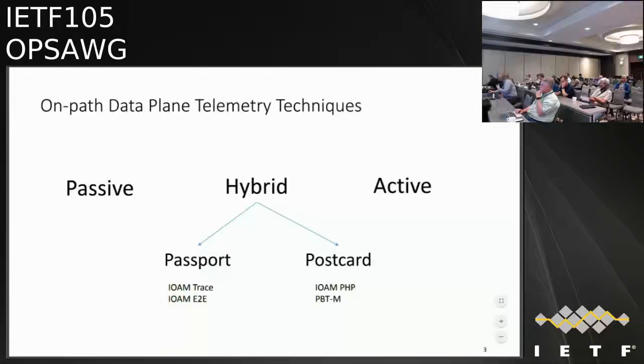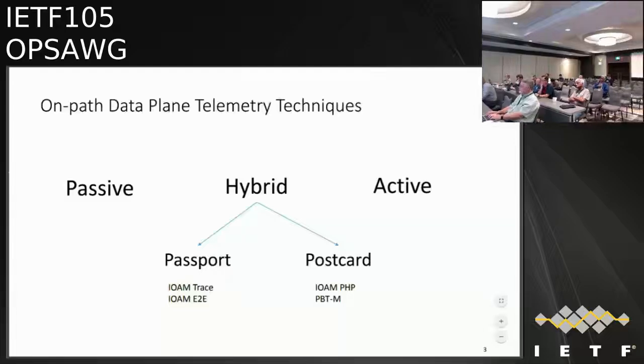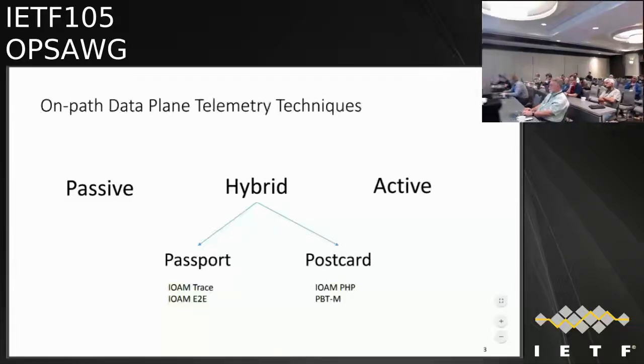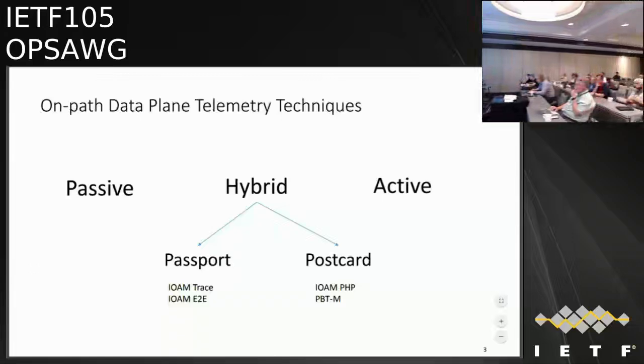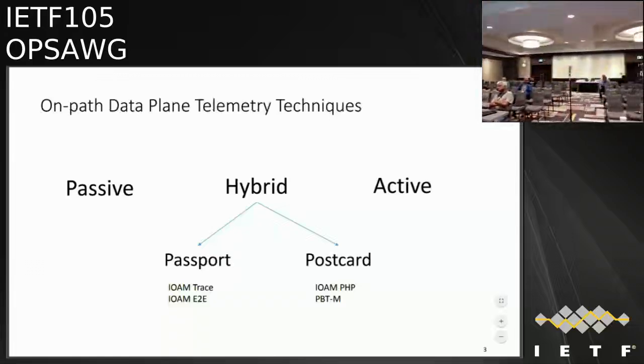And below this hybrid mode, it can be further separated into two different types of underlying techniques. We call them one is passport mode, another is postcard mode. Passport mode means you stamp the new data onto the user packet at each hop on the forwarding path. So the representative technologies are the IOAM trace mode and the E2E mode, which both belong to this category. In contrast, the postcard mode is different.